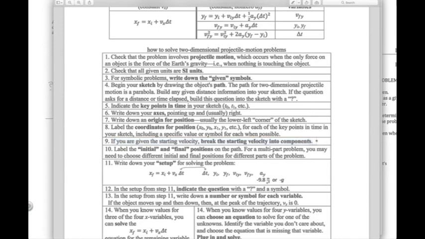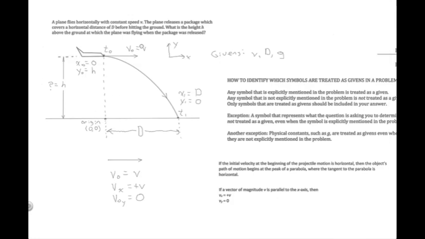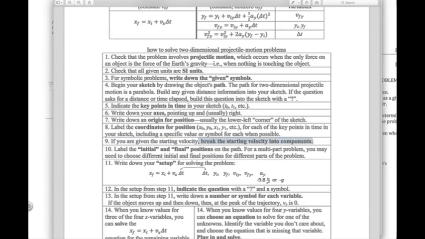Now notice that on this problem, I would say that we were given the starting velocity. This problem does give us the starting velocity. Of course, it doesn't give us a number, but remember it gives us a symbol, which we're going to treat as a given. So we were given, in a sense, the starting velocity. So we don't want to skip this step, even for a horizontal starting velocity.